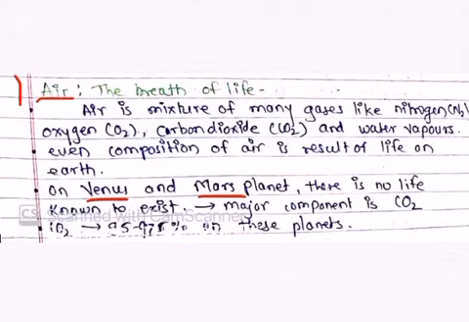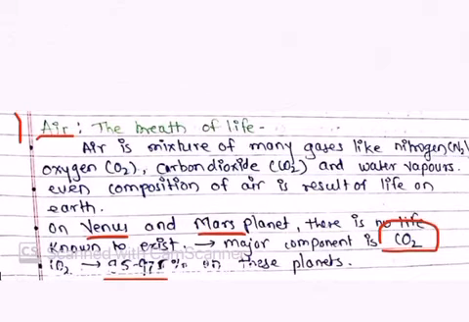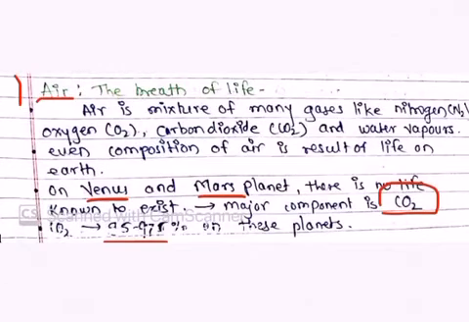Because the major component of the atmosphere of Venus and Mars is CO2, a high percentage of CO2 is present, that is, 95 to 97% of the air. Okay.